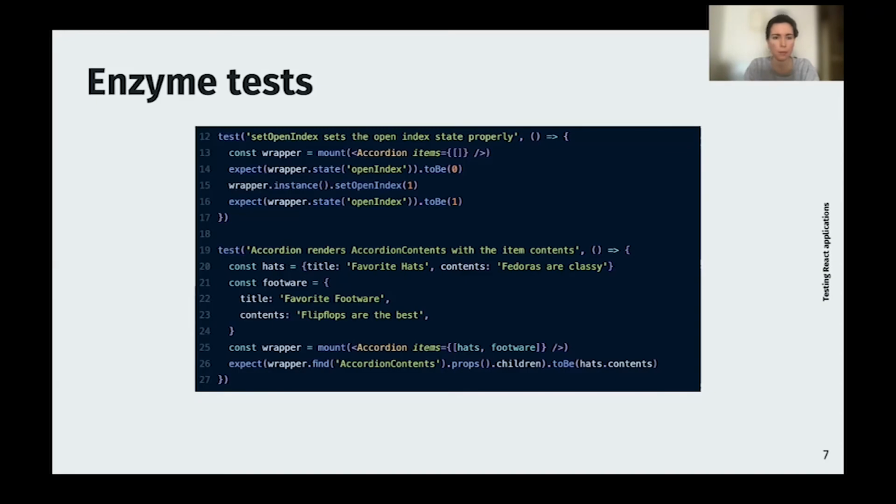Tests with Enzyme would look something like this. You mount a component and then you check the component state, if it's set to open or closed. Then you can check as well for its children props, as we can see here in the second example.